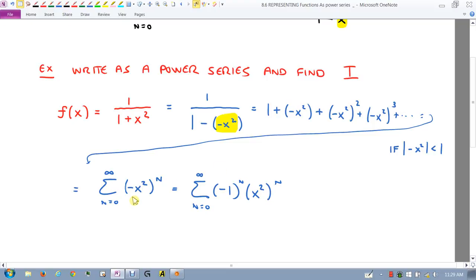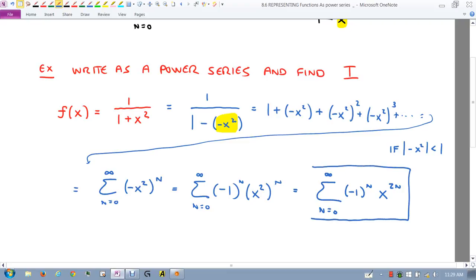Just looking at this negative in front of the negative 1, and then breaking this up into 2 factors, applying the n power to both. And then on this last one, I'm going to put x to the 2n instead of x squared and then to the n. There we go. That is written as a power series.